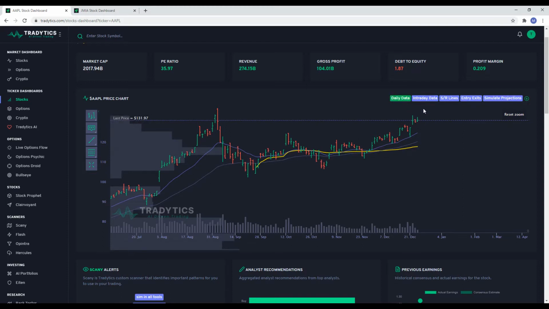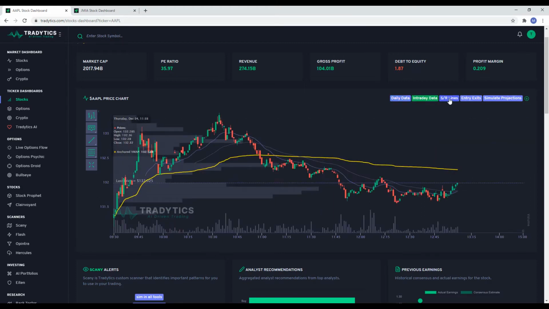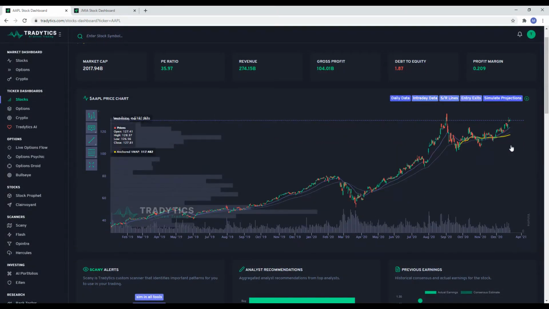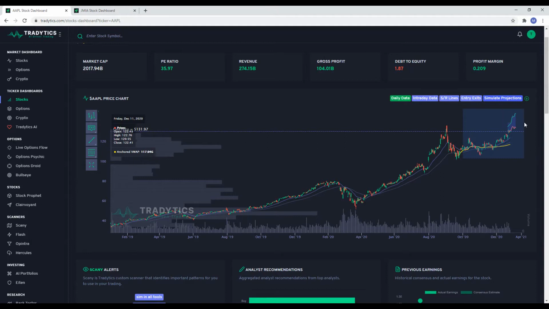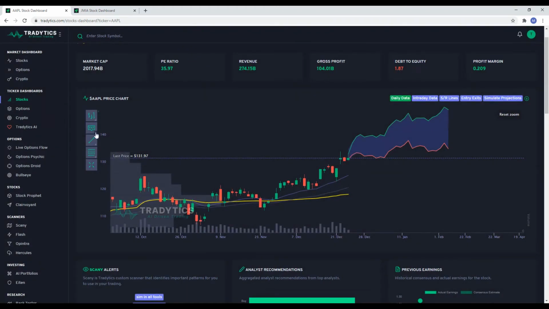On the top right, you can see a bunch of features that you can use. You can look at intraday data, draw algorithmically generated support and resistance lines, get AI-driven entry and exits, and project prices using our AI engine. Moreover, you can also change the historical period on which we calculate our technical indicators like anchored VWAP and moving averages. Finally, on the left side, you have some more charting tools for drawing on the charts.